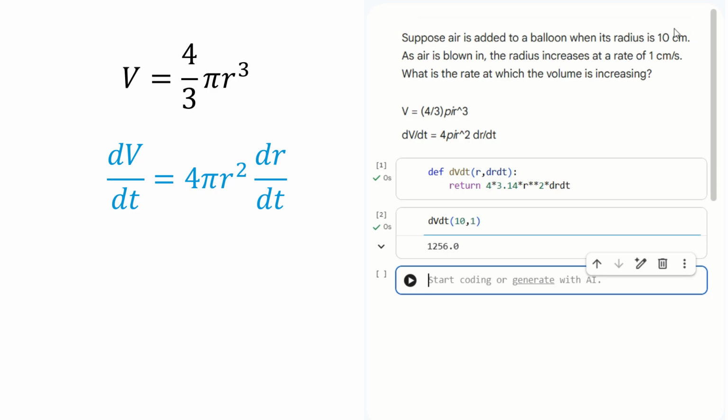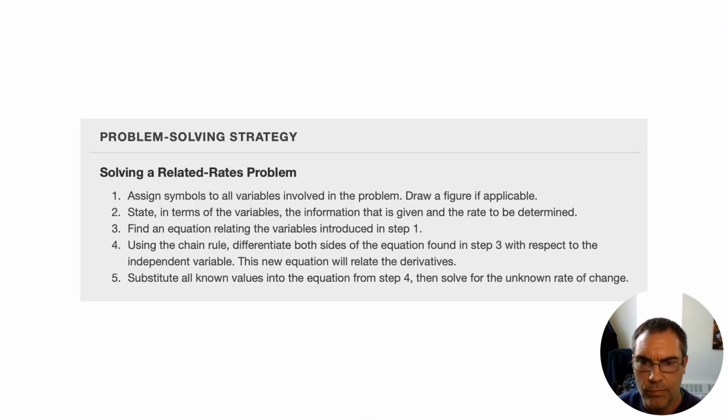Did it do the math right? We can check this quickly. So we're going to do 10 centimeters squared, so that's 100, times 1, so it's 100, times 3, which is about 300, times 4, which is about 1,200, so it looks like the math worked out correctly in this case.